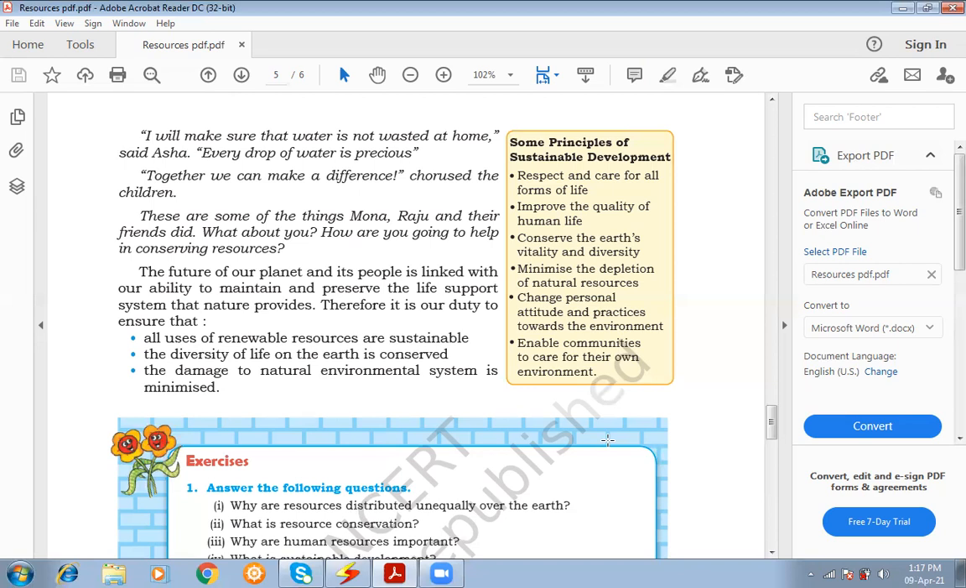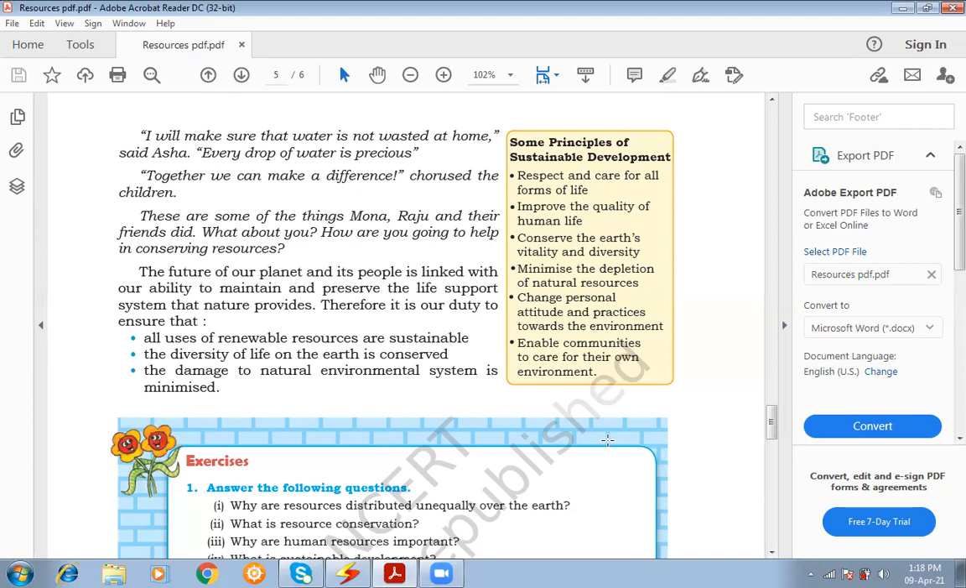So, same thing, you who are listening to me, you should also become concerned towards these resources because you are the future generations and you need to perform your duties. You have to be responsible citizens. The future of our planet and its people is linked with our ability to maintain and preserve the life support system that nature provides. Because who is providing life to us? It is the nature. So we have to save the nature also. Nature provides us air, water, so that is our life support system because we cannot live without them.